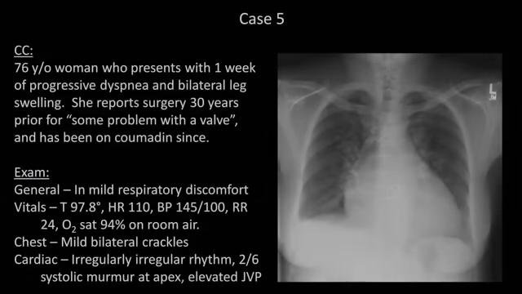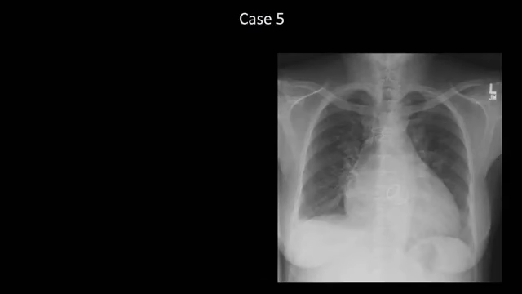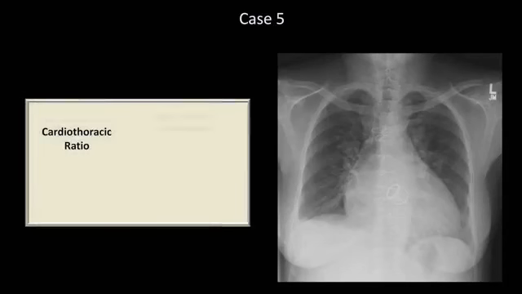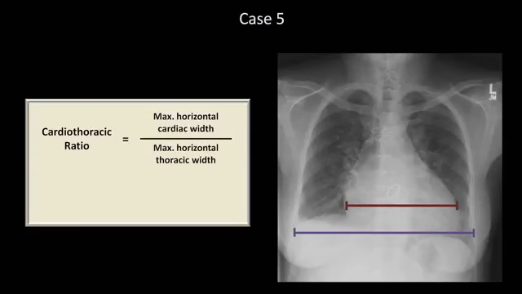Case 5. A 76-year-old woman presents with 1 week of progressive dyspnea and bilateral leg swelling. She reports her medical history is most notable for some type of heart valve surgery 30 years ago. The first thing you probably noticed is her cardiac silhouette looks large. The cardiothoracic ratio is equal to the maximum horizontal cardiac width divided by the maximum horizontal thoracic width as measured between the inner rib margins.